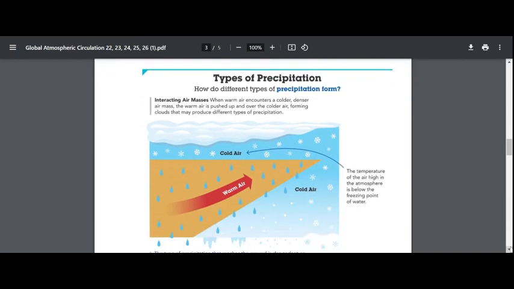All right, so up next we have the types of precipitation. How do different types of precipitation form? Interacting air masses. When warm air encounters a colder, denser air mass, the warm air is pushed up and over the colder air, forming clouds that may produce different types of precipitation. So over here, you have the colder air, and then you have the warmer air that's rising. So the temperature of the air high in the atmosphere is below the freezing point of water.